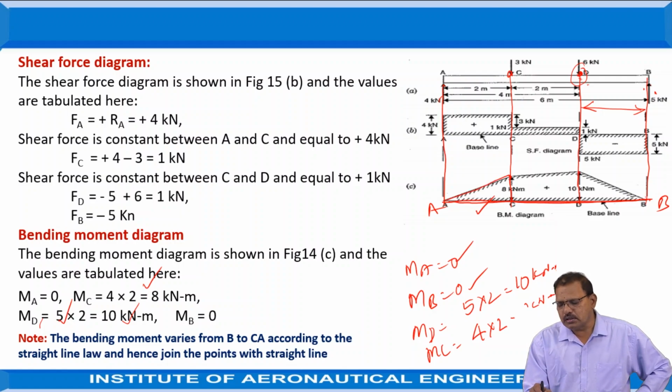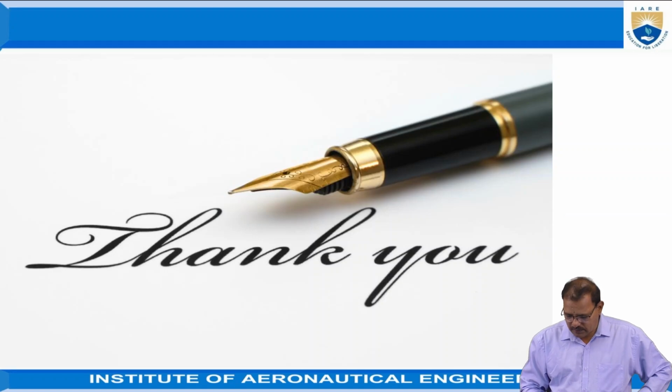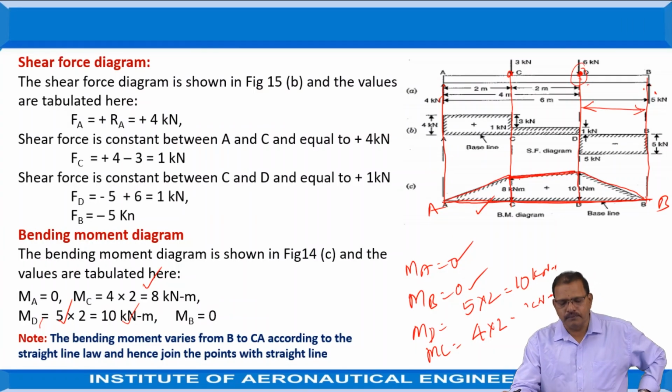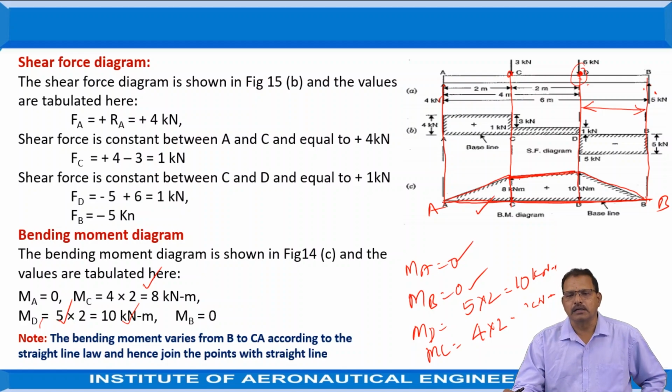From B also, draw the line like this. After that, for the remaining points, again draw straight lines. This diagram represents the bending moment diagram. This is a brief introduction regarding the shear force and bending moment diagrams for the cantilever beam when it is subjected to point loads, as shown in the problems.